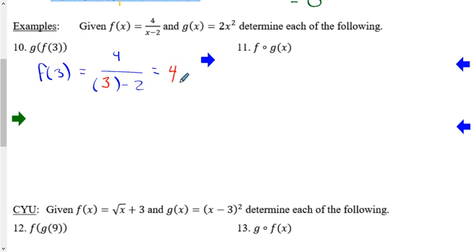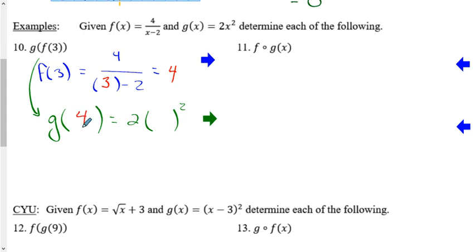Well, there's my output from the f of x function. Now that's going to become input into my g of x function. So that 4 becomes input here, which means I'm going to take that 4, square it, and then multiply by 2. 4 squared is 16 times 2, 32. There's the result that I get from the composition of g of f of 3.